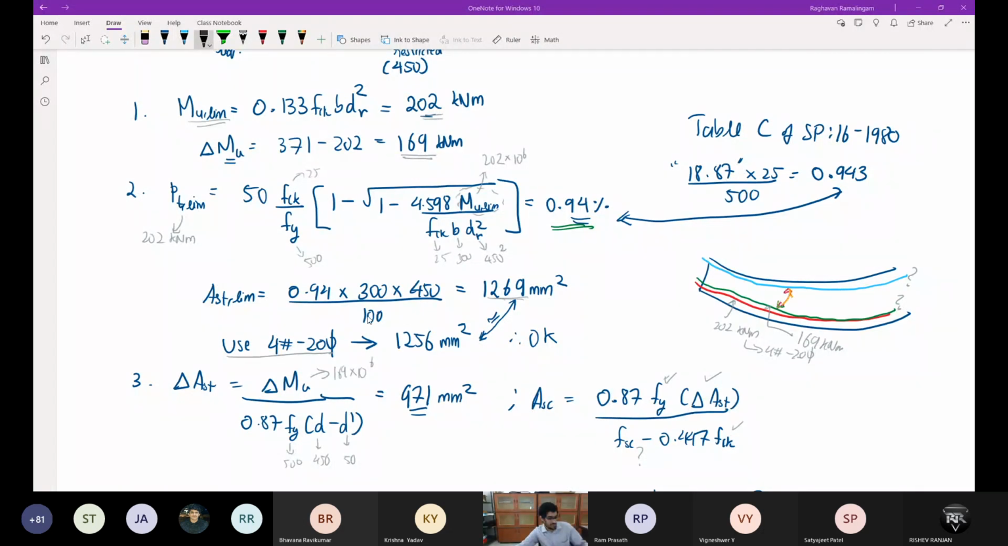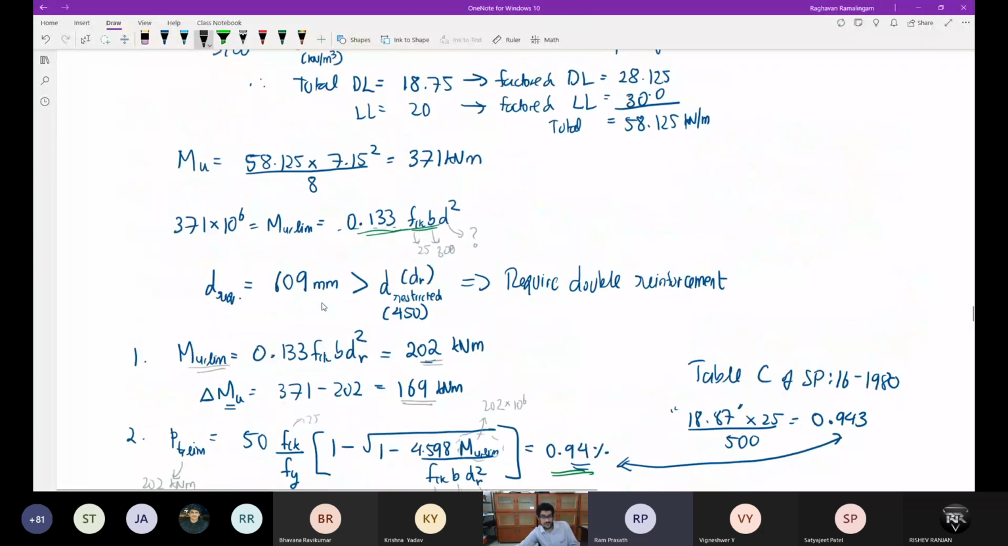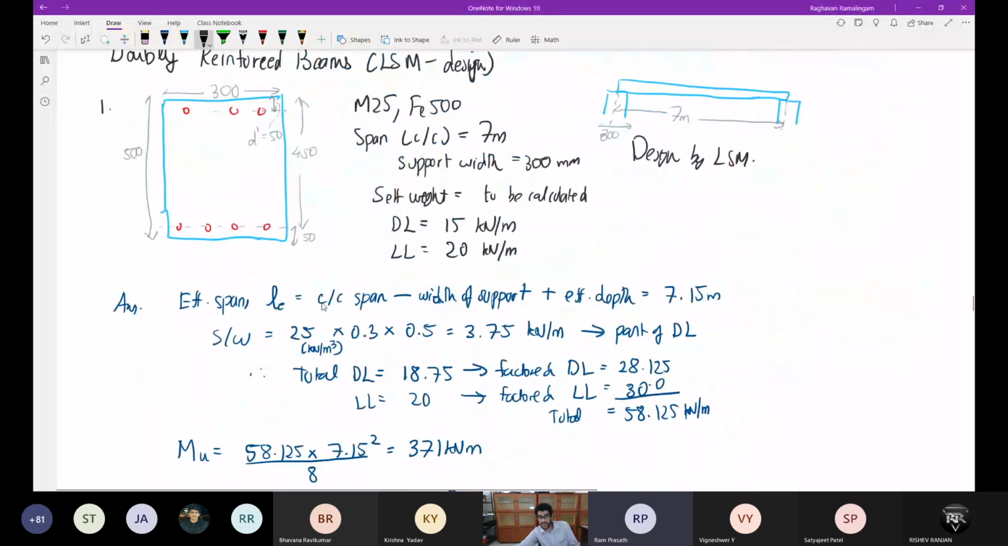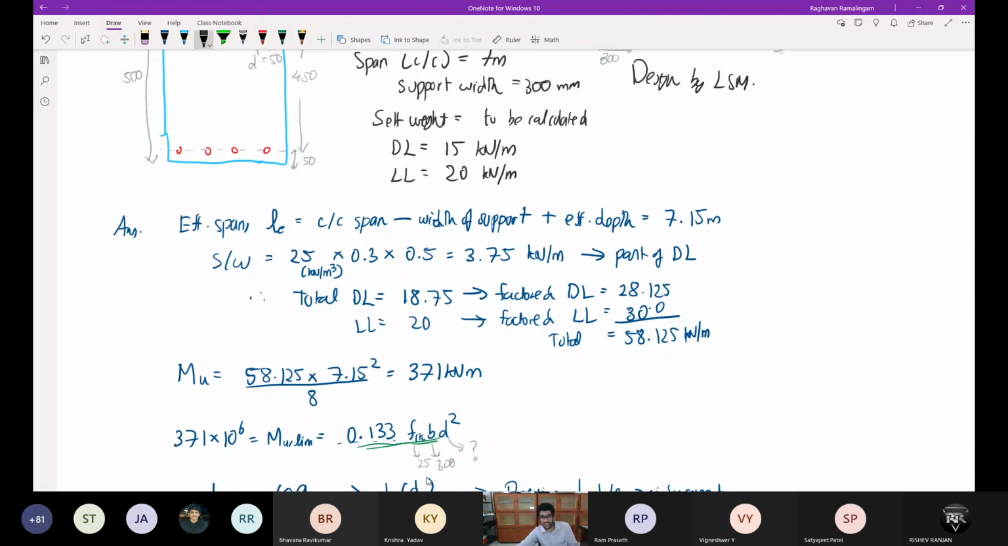Can you do a problem? You'll be familiar. Whenever a mistake happens in a problem, it will tend to confuse. Sir, I have a doubt. For the effective span, should we take the minimum of the center to center distance or the clear span plus the effective depth? Whichever is lower. Sir, but in these questions we took 7.05, but the center to center distance was lower. Oh, okay, fine. You should have taken 7, but you may have a small reduction in your MU.